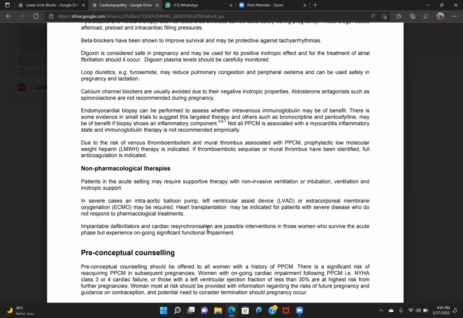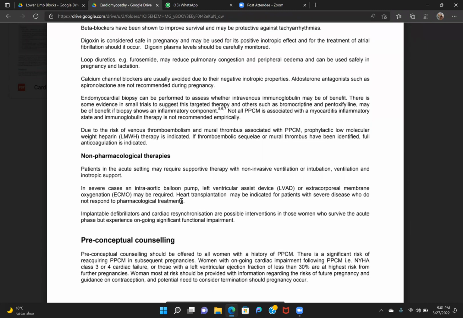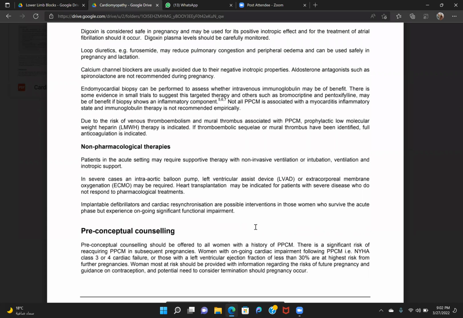Okay. We will discuss the role of intra-aortic balloon pump. If you have not heard, here you can see in our discussion of cardiogenic shock. You will find what is the role of intra-aortic balloon pump, what is the role of left ventricular assist device, and as a last resort, if nothing is working, heart transplantation.